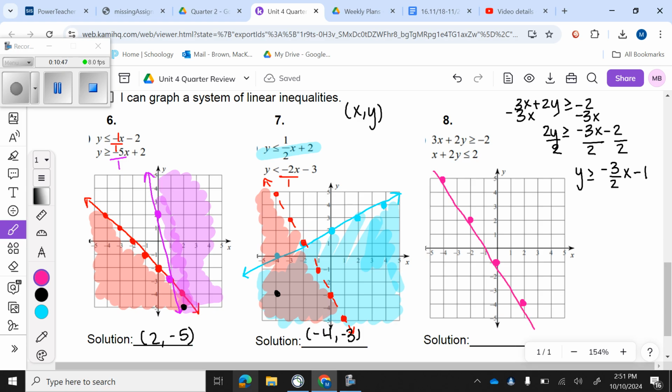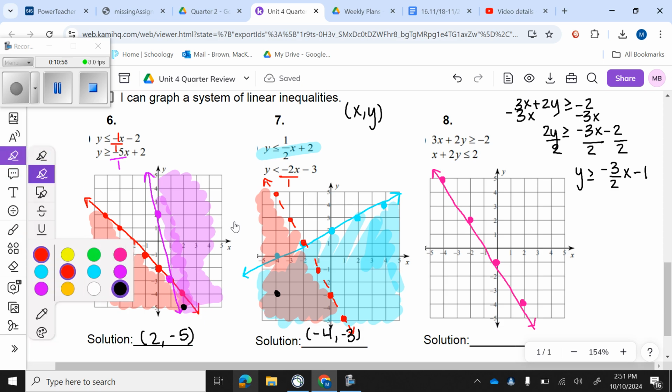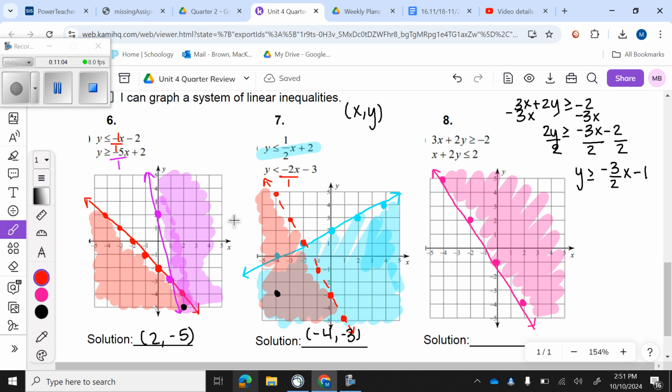I'm going to connect. Ooh, and I got lucky because I didn't check it, but there is a line underneath this, so it's going to be solid. Okay, and it says y is greater than, so I'm going to shade above this line. All right, this guy right here is not in slope-intercept form. I've got to get him there.